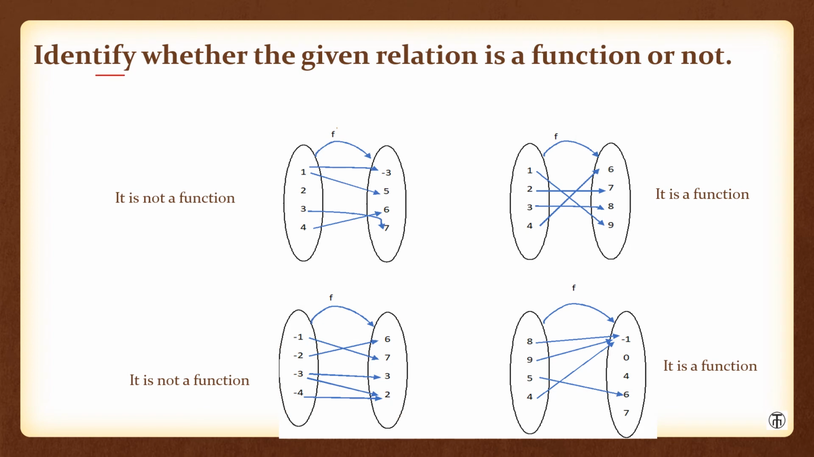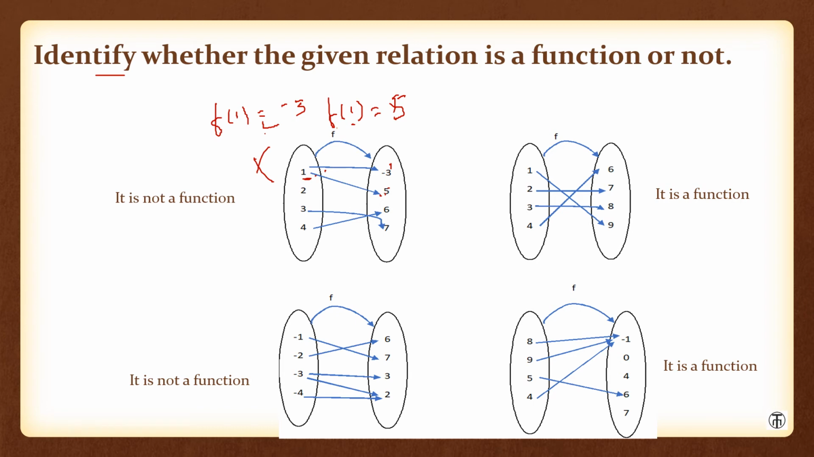Identify whether the given relation is a function or not. So we have to check whether the given relation is a function. It is in the form of an arrow diagram, which is easy to understand. Let us see. 1 is having image as -3, so f of 1 equals -3 and also f of 1 equals +5. According to the definition of a function, this is not true. For each individual domain value, we should have an individual range. We cannot have two ranges for the same value. So it is not a function.